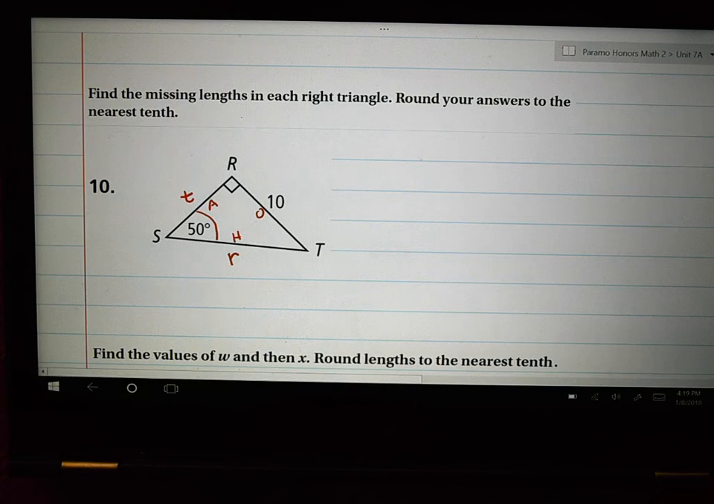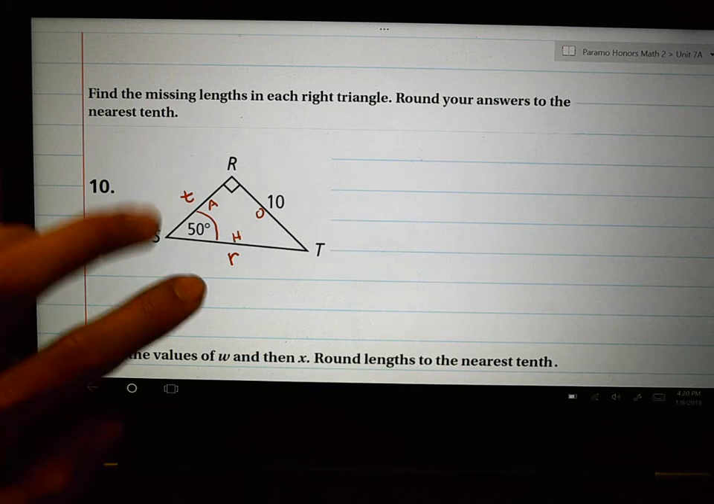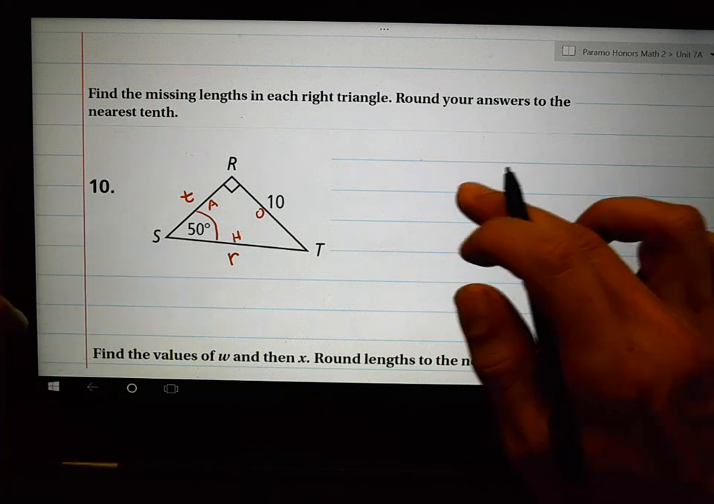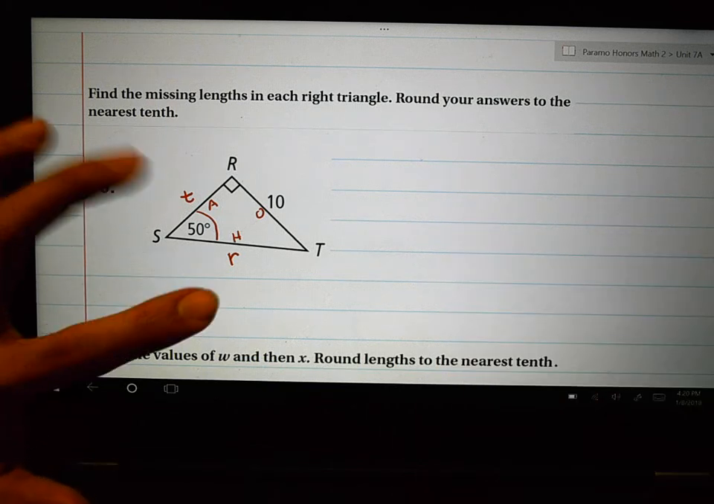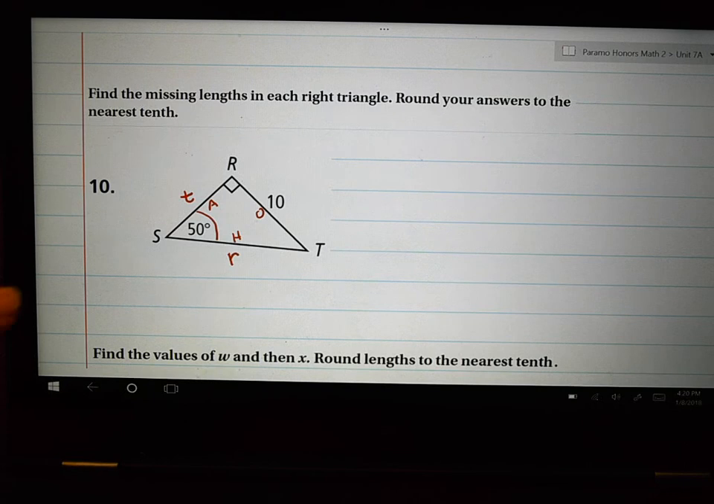Now, if I am solving for something, I can pick which one I want to solve for. What you do not want to do is pick two unknown values. You got to have two things you know. I know 50 degrees. I know the opposite is 10. Those are my known values.